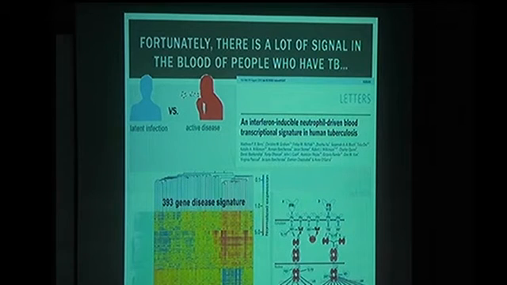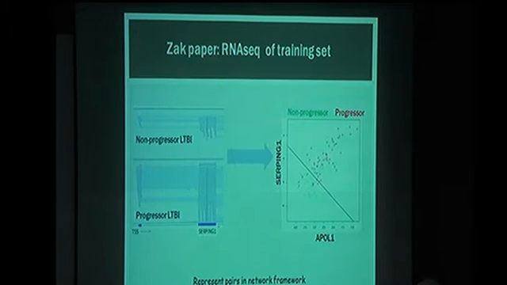So they had these people, and they had a set where they knew these people went on to get disease and these people didn't. So then they could compare the blood signatures of the people who went on to get disease and the people who didn't. Here's an example of taking a look at the transcript levels of a non-progressor and a progressor for a particular gene, SERPING1. And then they plot the signal on the y-axis.